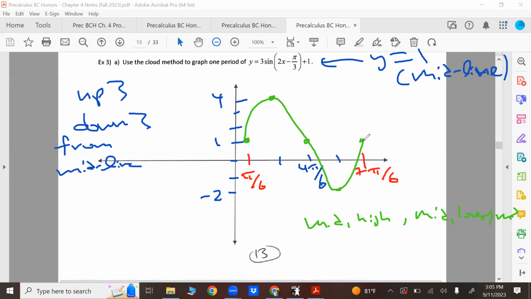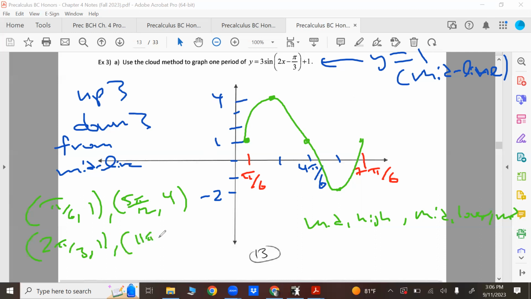All I care about is you start at the right place. Sorry if I wasn't clear about that. Okay, key points, right now, guys. The key points of this are going to be pi over 6, comma 1. I'll tell you right now, it's 5 pi over 12. That's kind of annoying, but 5 pi over 12, comma 4. 2 pi over 3, comma 1. I think that's 11 pi over 12, comma negative 2. And finally, 7 pi over 6, comma 1.